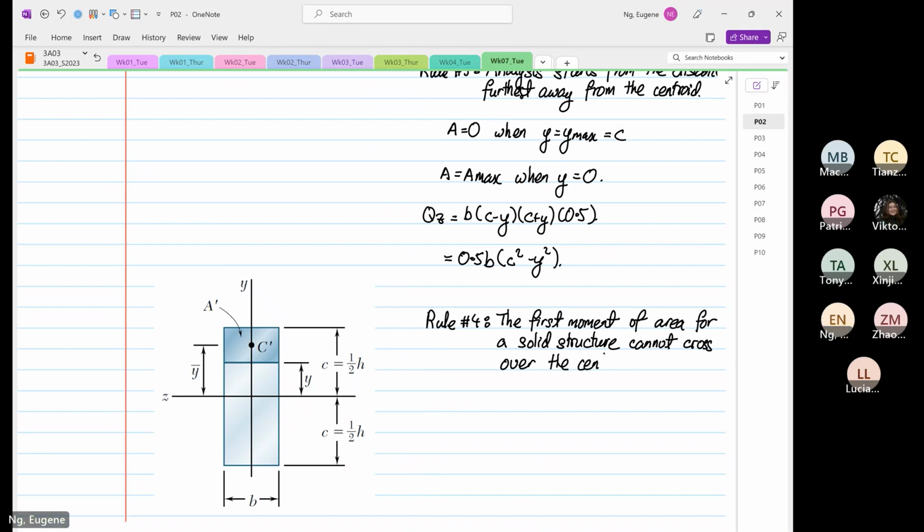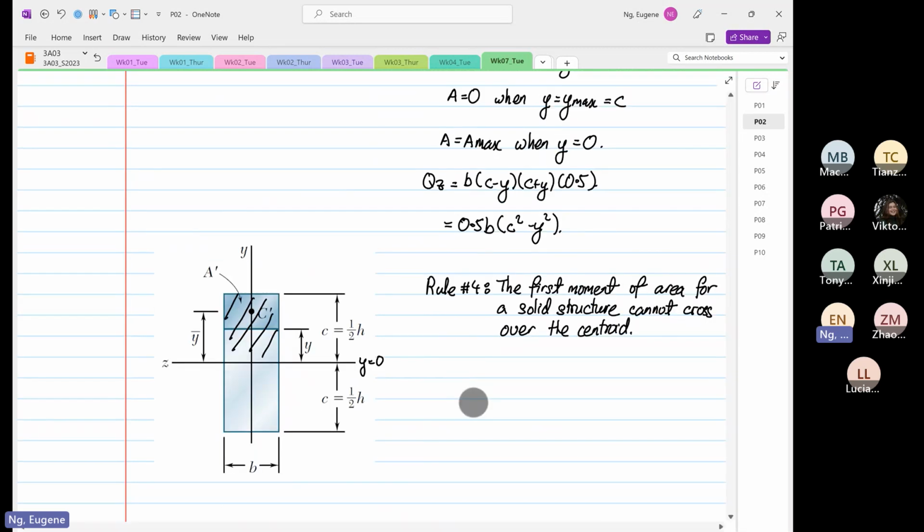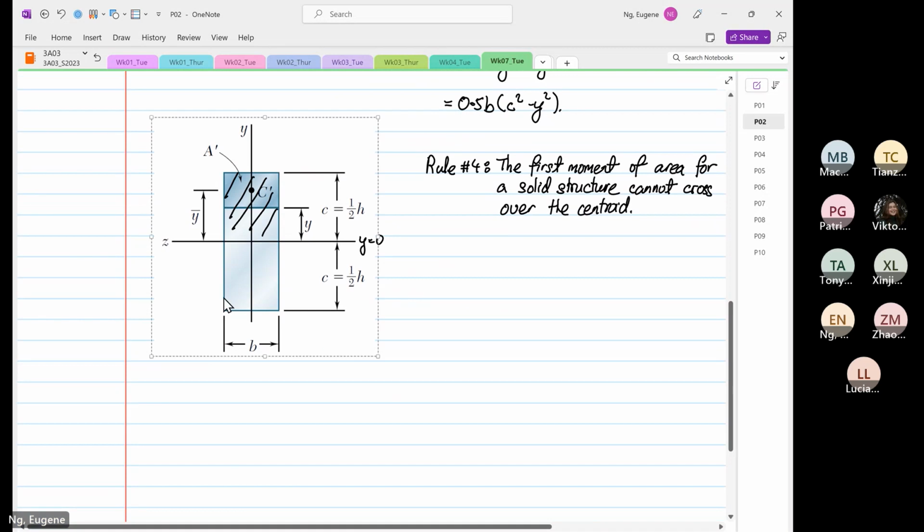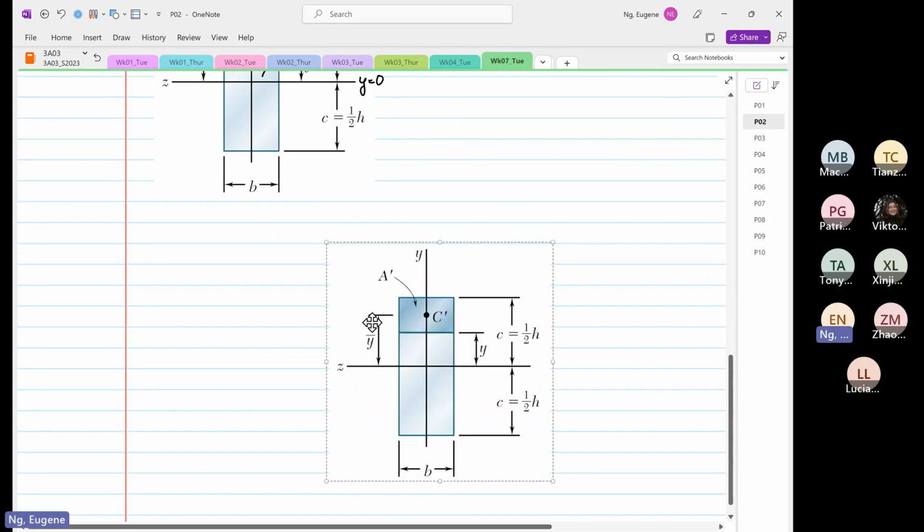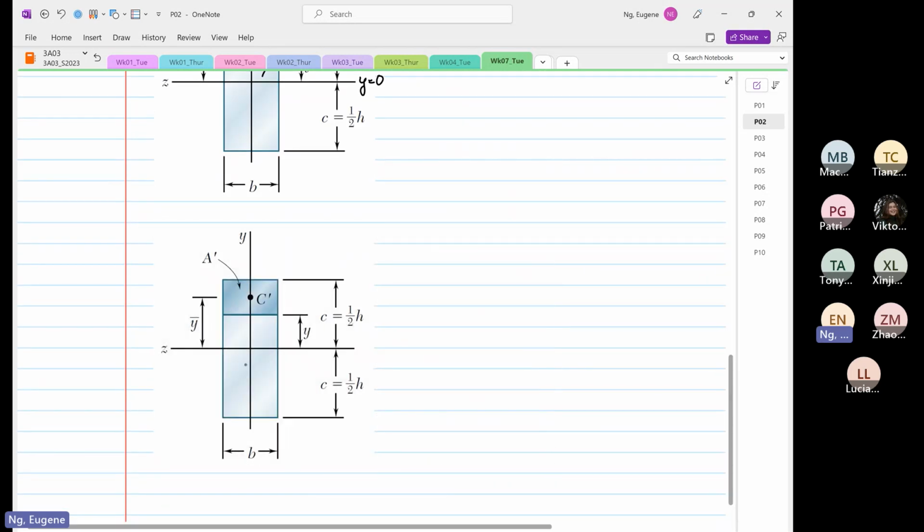Is centroid. The first moment of area cannot cross over the centroid, i.e., the shaded region that you see. This shaded region, the maximum that can go is where y is equal to 0. So it's this entire area. We cannot do first moment of area like this. Doing simple analysis, we cannot take first moment of area doing this. Let's say this is the point of interest, and we call it point A.